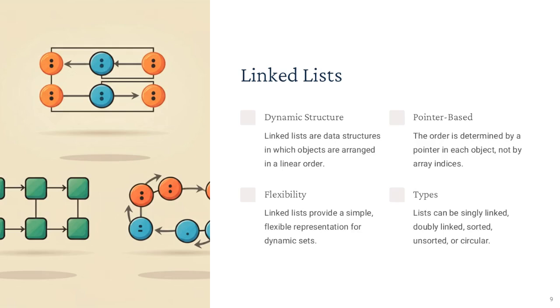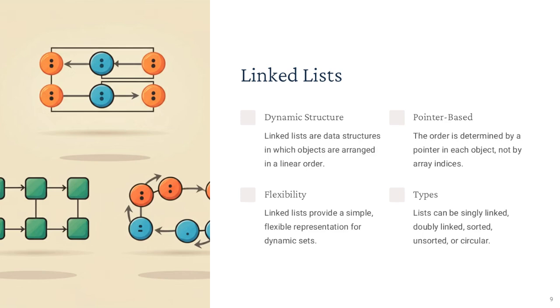Linked lists are dynamic data structures that provide flexibility over arrays. Unlike arrays, linked lists do not require contiguous memory allocation. Instead, each element, or node, contains a pointer that links it to the next node in the sequence. This design allows linked lists to grow and shrink dynamically, making them suitable for applications with unpredictable memory requirements.